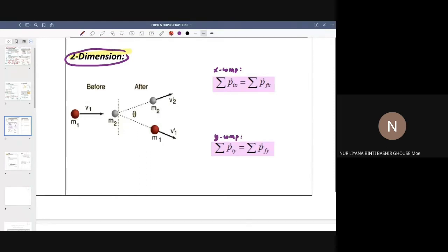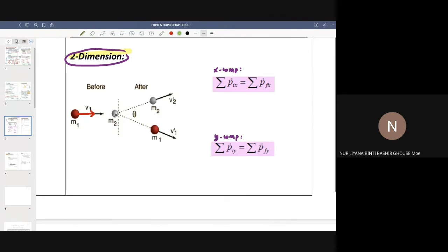Okay, so sekarang you tengok mass 1. Mass 1 initially dia hanya bergerak in the x-axis. Untuk mass 2, mass 2 tak bergerak langsung. Okay, waktu initial sebelum dia collide, mass 2 tidak bergerak langsung. Okay, and then what happen, dia collide.